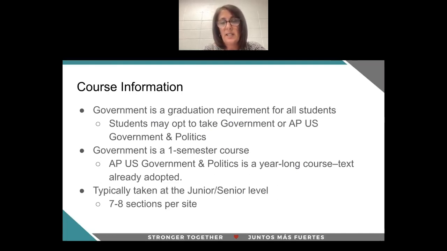Government is a graduation requirement for all students, and this is true for econ as well. However, students may opt to take government or AP U.S. Government and Politics. And like we said, they've already gone through this curricular revision and textbook adoption process. Government is a single semester course, although AP US is a year-long course and their text is already adopted. Typically, students take government and econ at the junior and senior level. Econ, however, has not gone through a text adoption. AP Econ has not gone through a text adoption yet, and we hope that would be on the horizon as well.